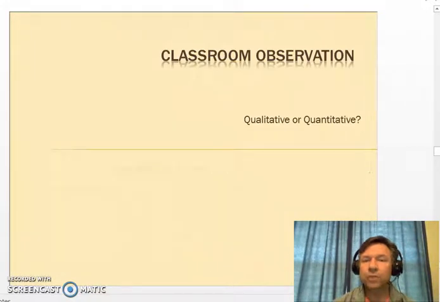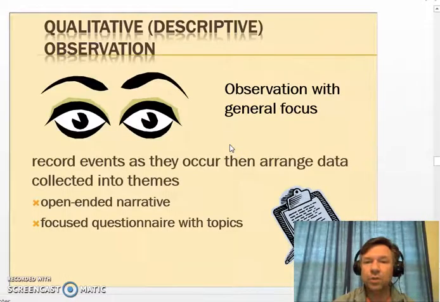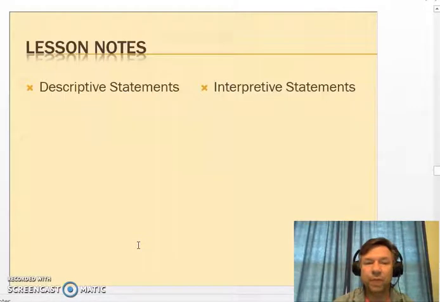So as you look at classroom observation, the question is qualitative or quantitative. We're going to focus this time on qualitative, which is the holistic approach, although there are some quantitative components. So you're going to record the events as they occur. You're probably using an open-ended narrative just to take your notes, and the focus questionnaire would likely be the Danielson framework that everybody is familiar with.